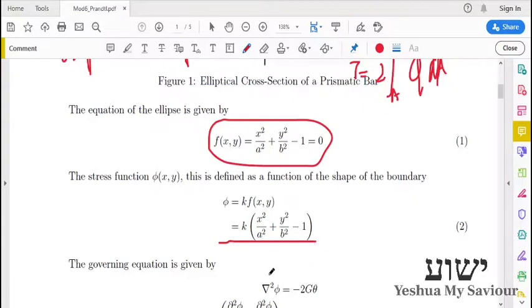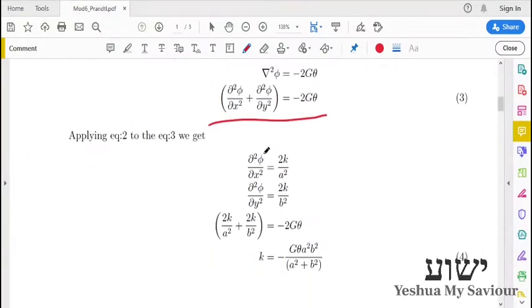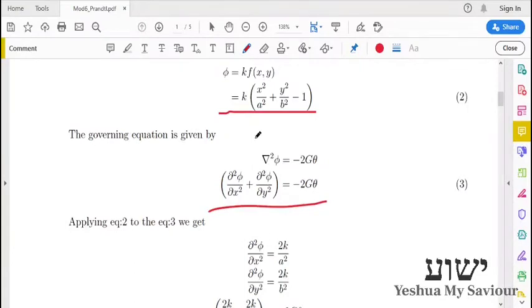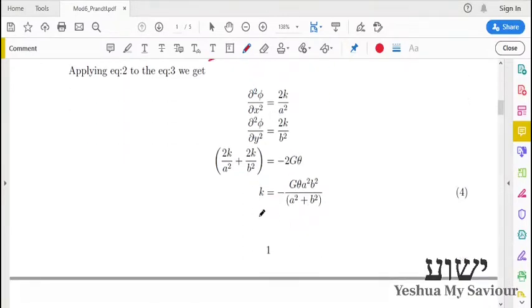We know that this should satisfy the governing equation del square phi is equal to minus 2 G theta. We just substitute for phi. Obviously, if we double differentiate with respect to x, only this term will persist and give us 2. When we double differentiate with respect to y, this term will give us 2. So we will be left with 2k by a square plus 2k by b square is equal to minus 2 G theta. So k is equal to minus G theta a square b square by a square plus b square. So we got an equation for k.